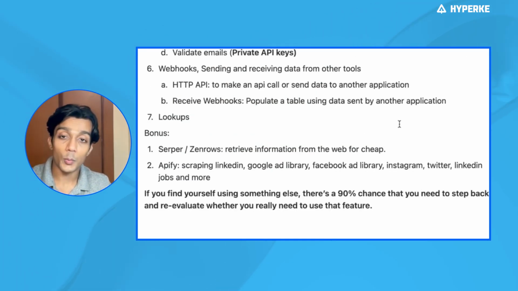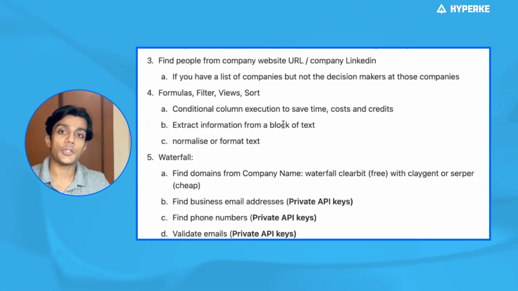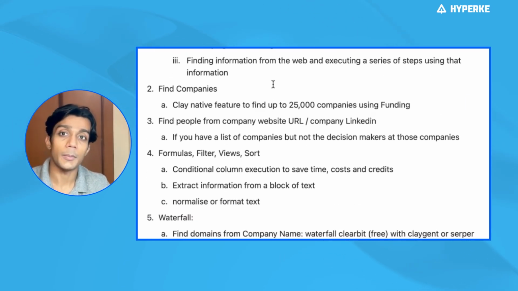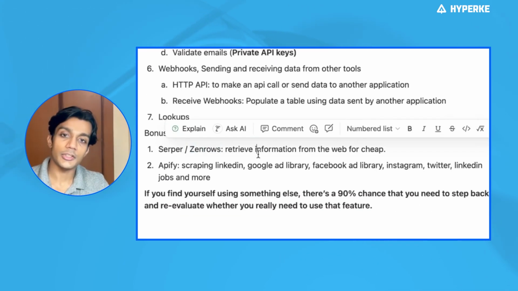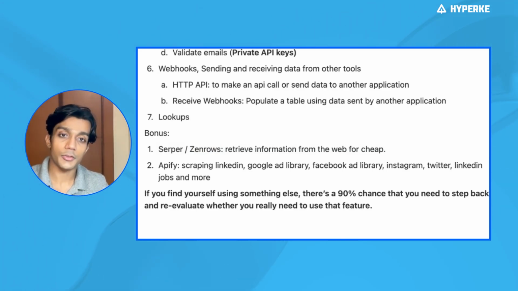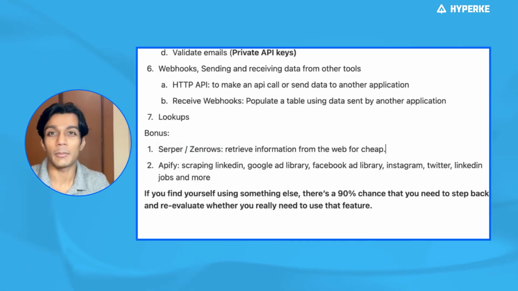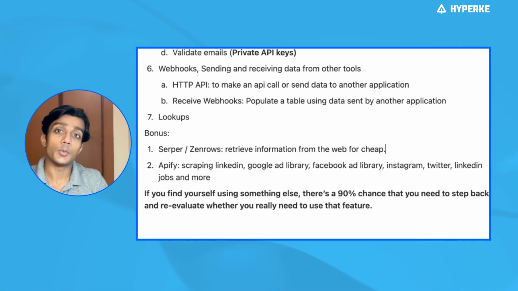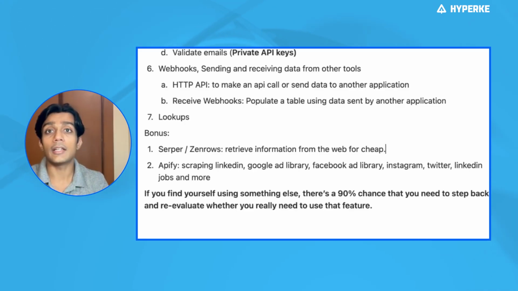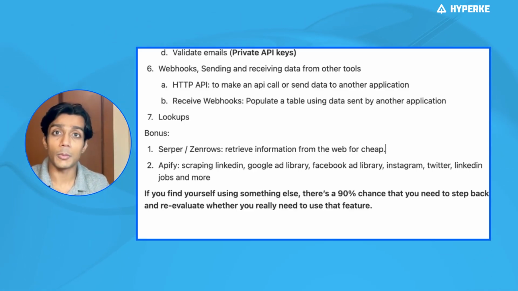A couple of bonuses worth mentioning here: Serper and Zenrows. Clayagent is essentially a tool that allows you to scrape information from the web, plus perform research or AI actions on it, right? Now, Serper and Zenrows are two alternatives that allow you to retrieve information from the internet for extremely low costs. So if you're trying to do something at scale, if your table has 20, 30, 40, 50,000 rows, and you want to make sure that running that table is cost effective, instead of using Clayagent, use Serper or Zenrows to retrieve information from the web, and then combine that with the create or modify content AI use case. It's going to come out to be a lot more cost effective.